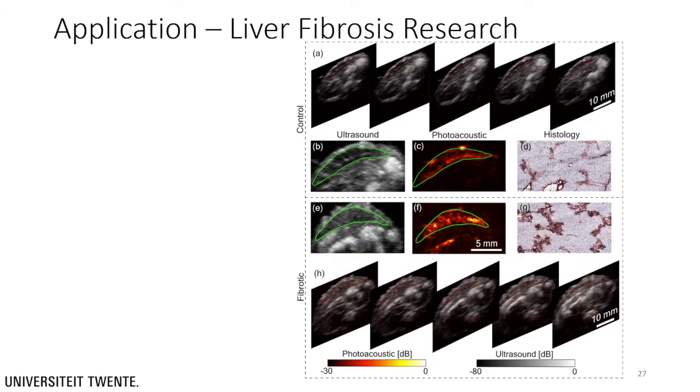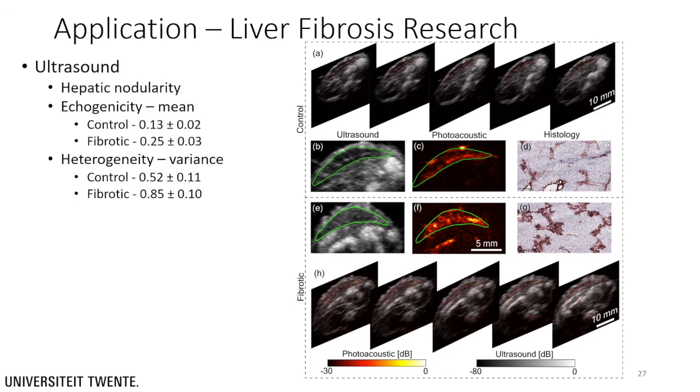Here we give a more quantitative analysis of the results. Based on the ultrasound images, we have delineated the liver region. And this again illustrates the importance of having an accurate co-registration of photoacoustic and ultrasound images. In the ultrasound images, we see a so-called hepatic nodularity, and both the mean echogenicity and its variance are significantly larger in the diseased livers than in the controls.